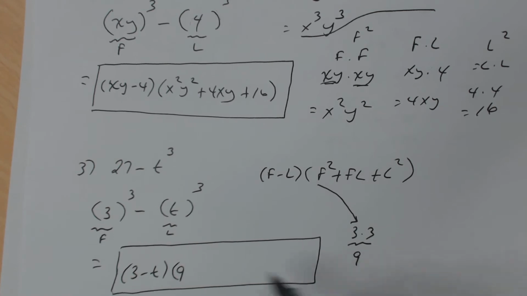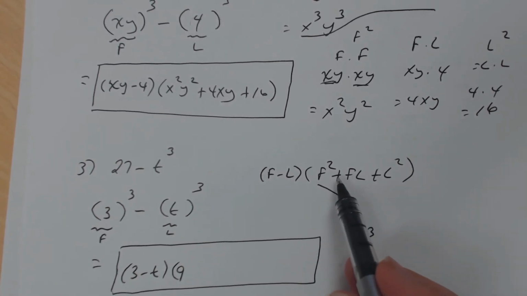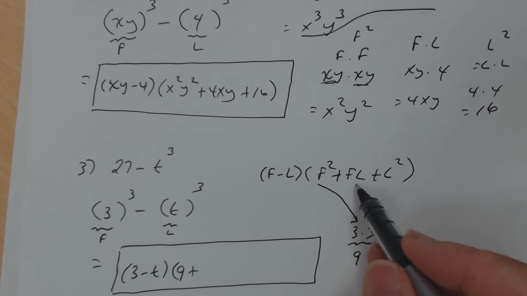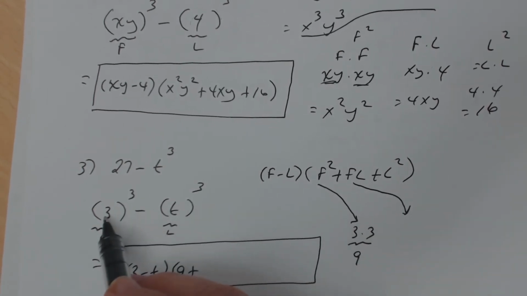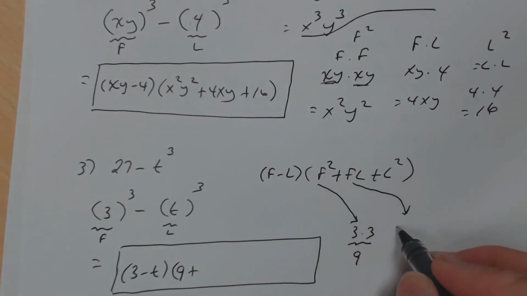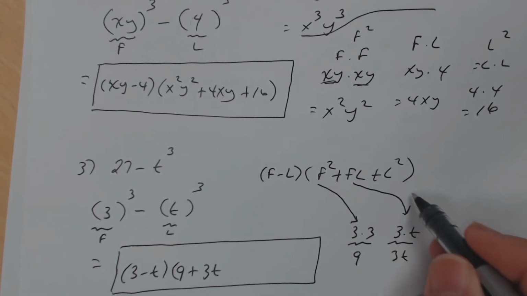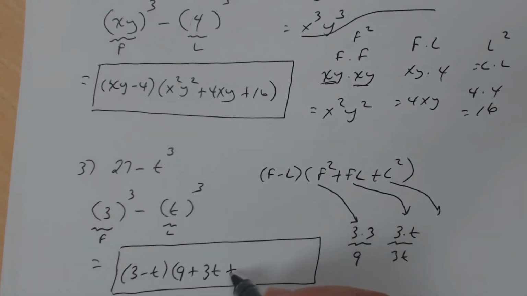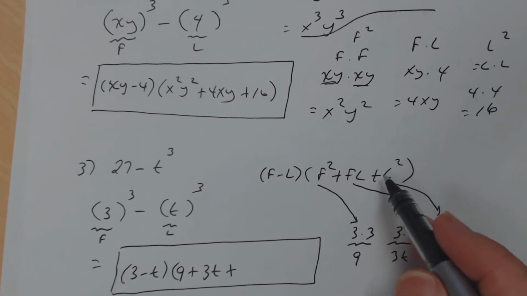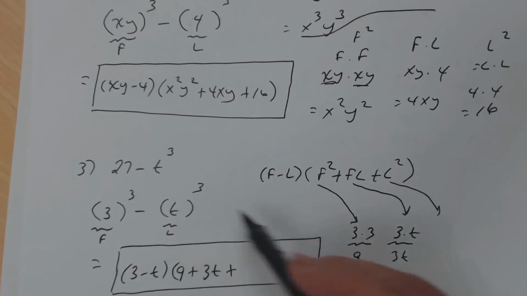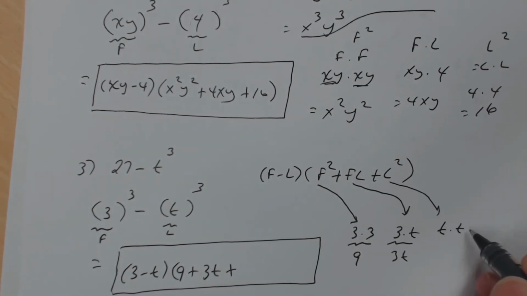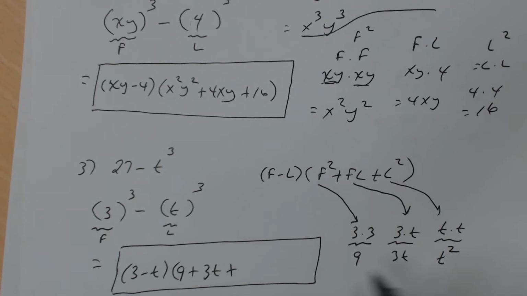Okay? That's 9. Then remember, you're going to say plus, and then you have to find FL. Well, F is 3, L is T, so that's 3 times T. So that's 3T. That goes here. And then plus, this says L squared. So I take L and multiply by itself twice. Well, L is T, so I'm going to say T times T, which is T squared. So that's plus T squared, and there's your answer.